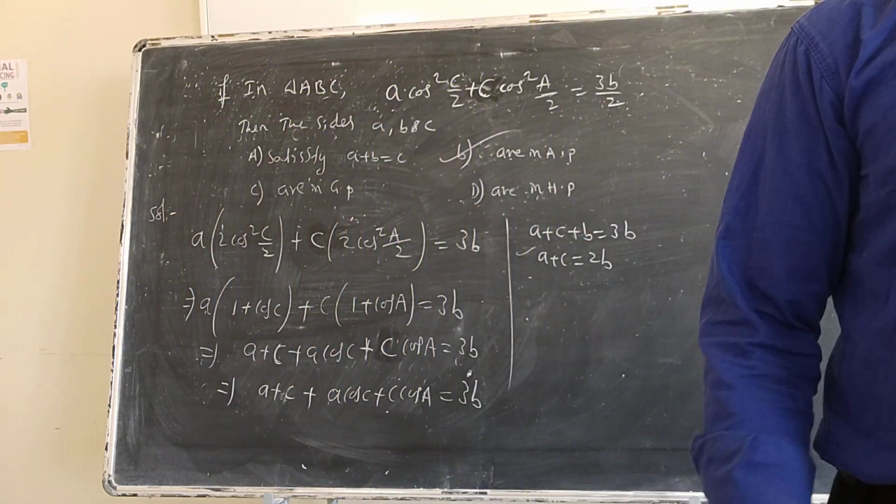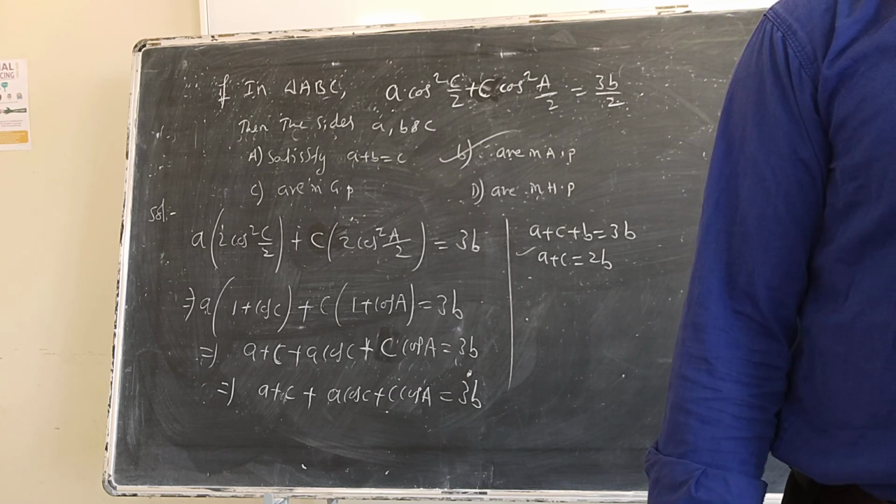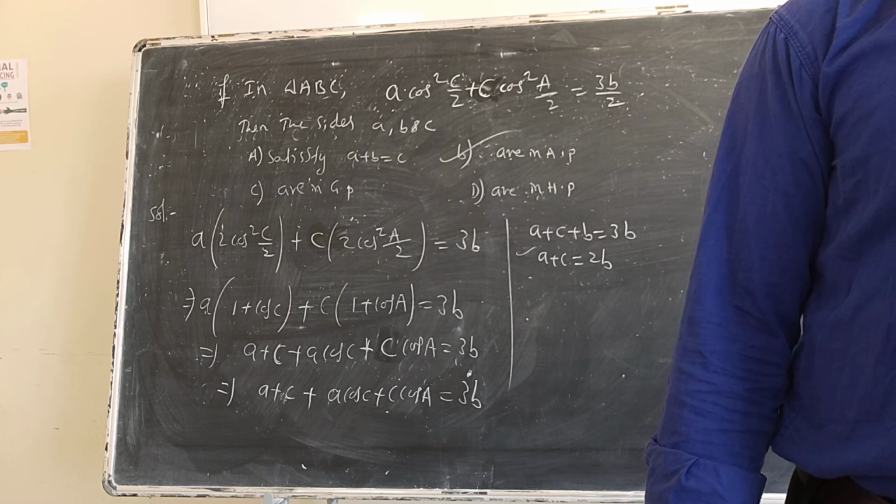So from that we have concluded that projection rule we have completed, sine rule we have completed, cosine rule we have completed.